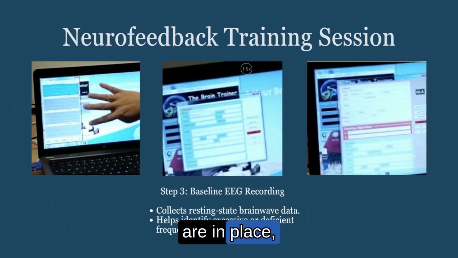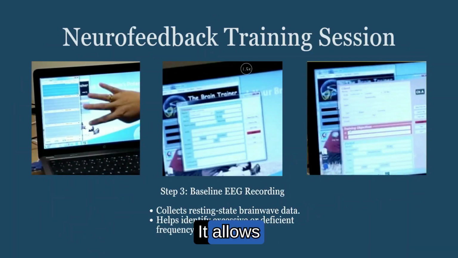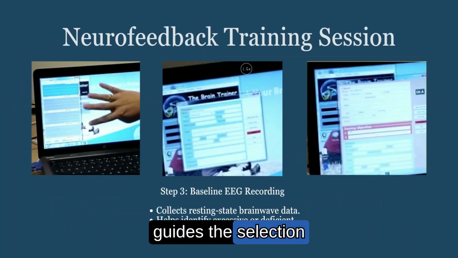Once the electrodes are in place, a baseline EEG is recorded. During this stage, the client sits quietly while the practitioner observes natural brainwave patterns. This baseline is essential. It allows the practitioner to identify excessive theta, weak alpha, or overactive beta patterns. This information guides the selection of the training frequency.